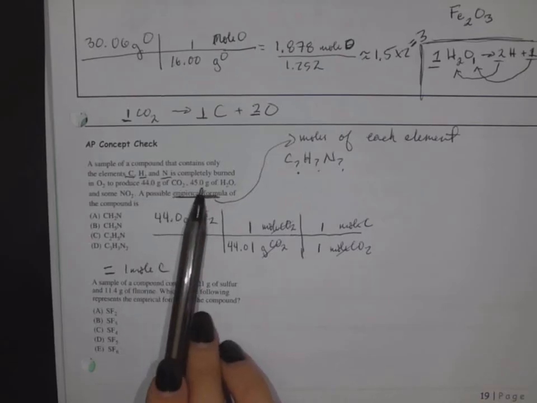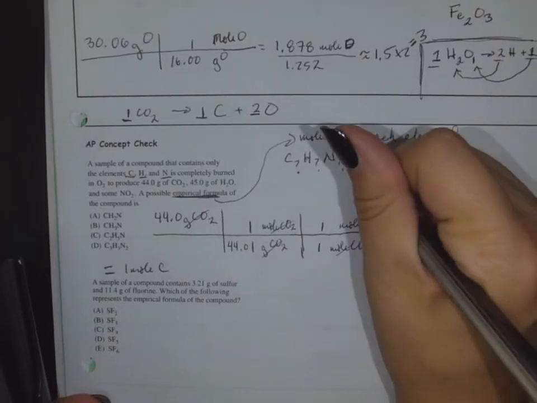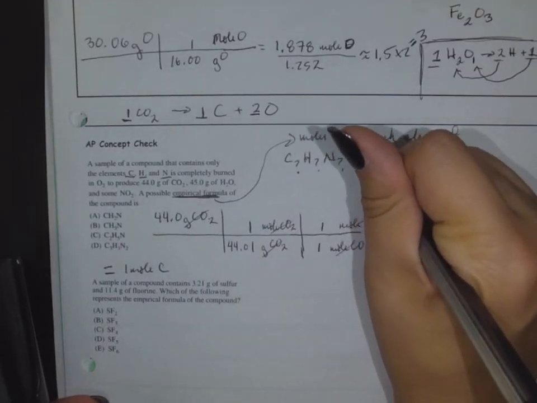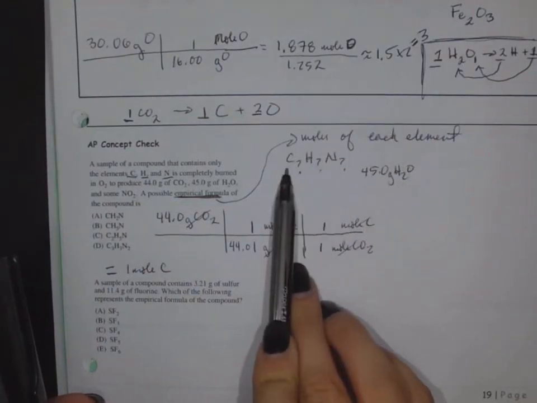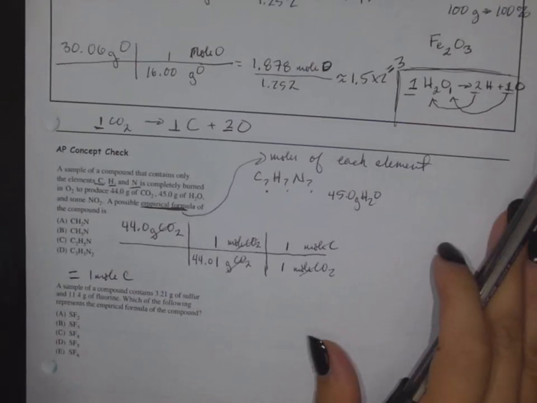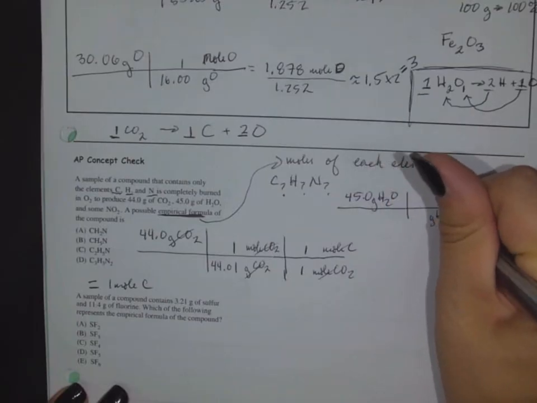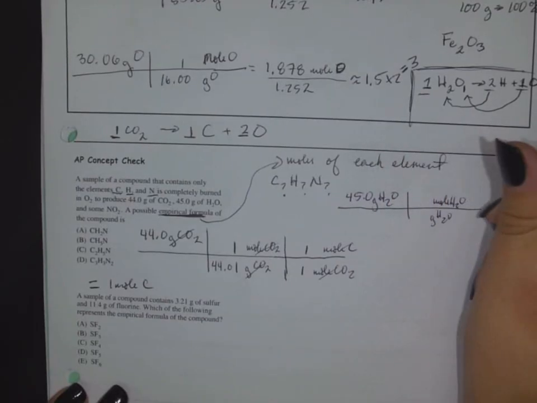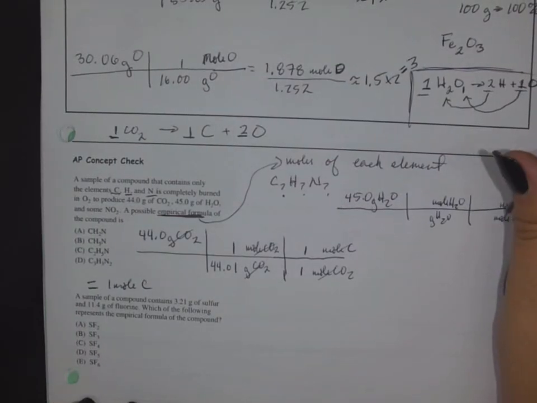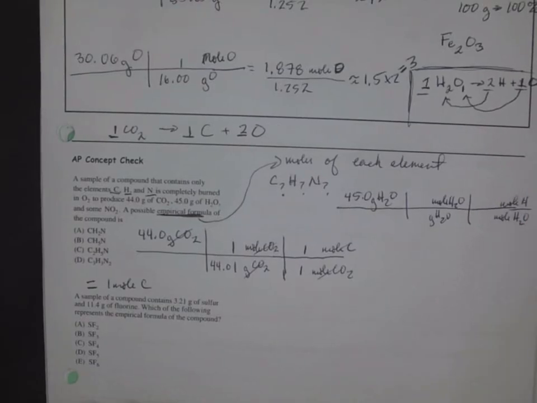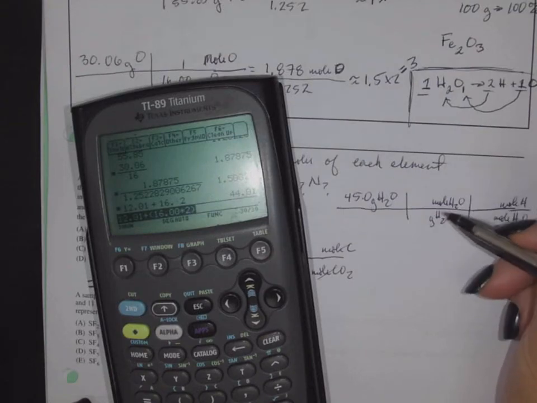What about hydrogen? There was 45.0 grams of H2O. Okay, so we have 45 grams of H2O. And our goal is moles of each of these elements. And I now know moles of carbon, so let's figure out moles of hydrogen. So I'm going to go from grams of water to moles of water, and then moles of water to just moles of the individual element, hydrogen. I'm going to go to my periodic table anytime it's moles over grams or grams over moles.